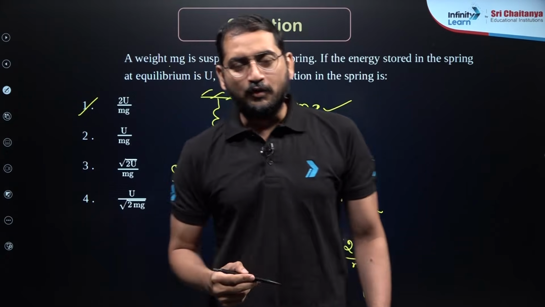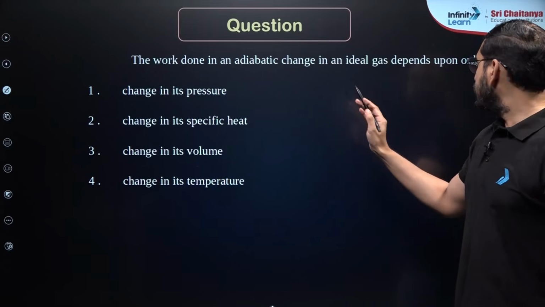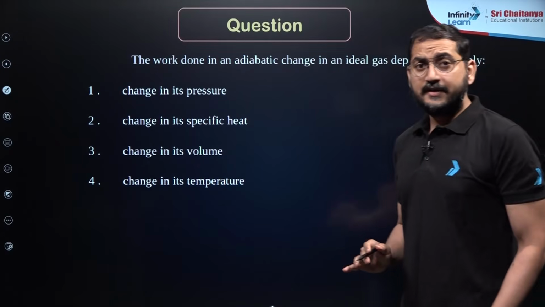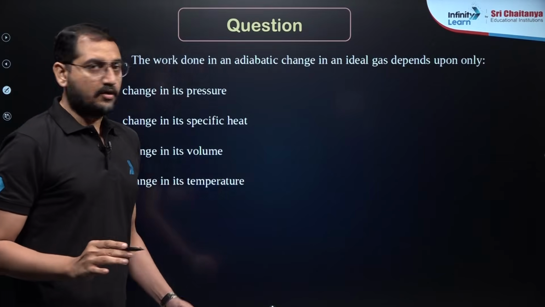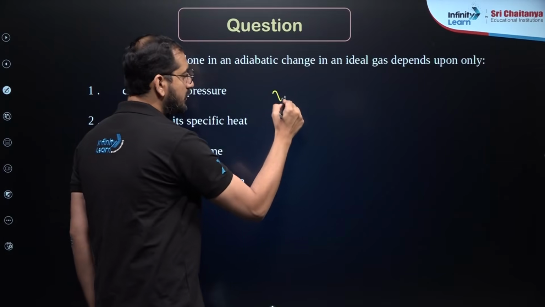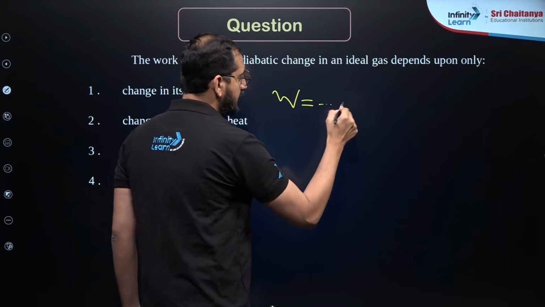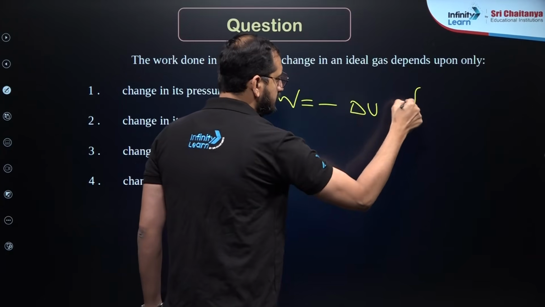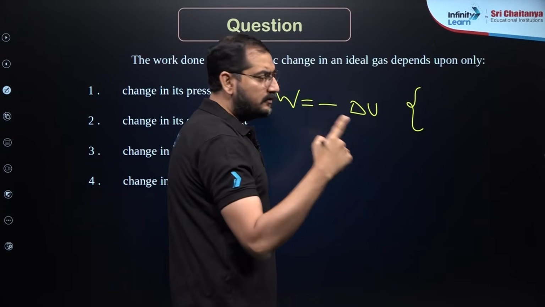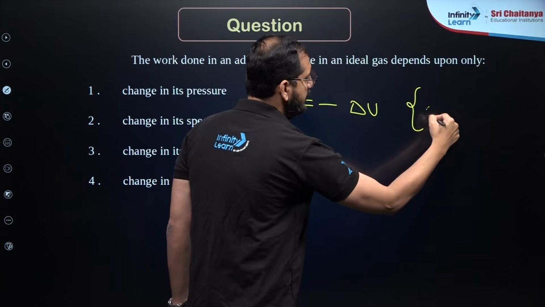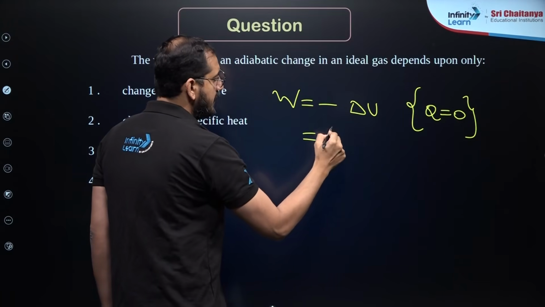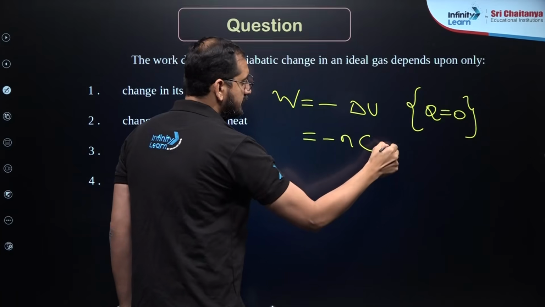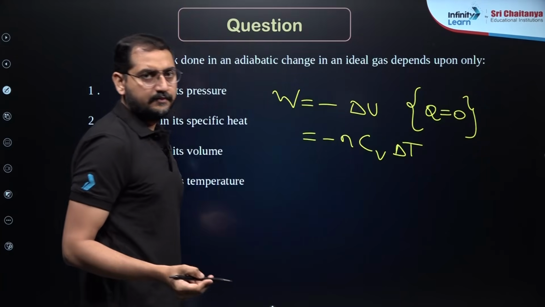Okay, let's move on to our next question. So this question is from thermodynamics. We need to calculate the work done for the adiabatic process, right? We know the formula for the work done is W equal to minus delta U. This I'm directly writing from first law of thermodynamics. For adiabatic process, Q is 0. This can be written as minus n Cv delta T, right?